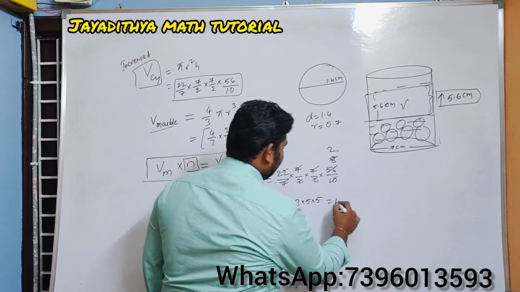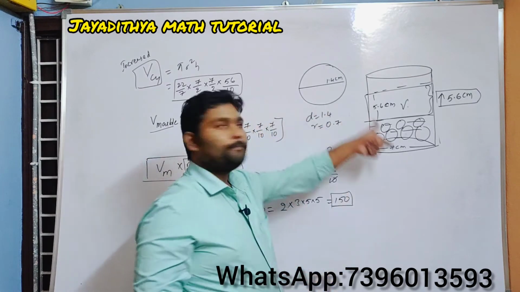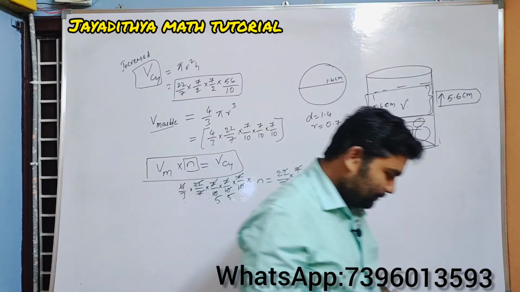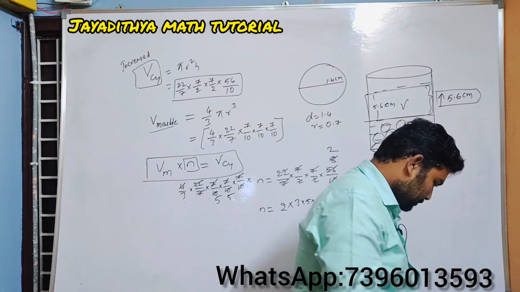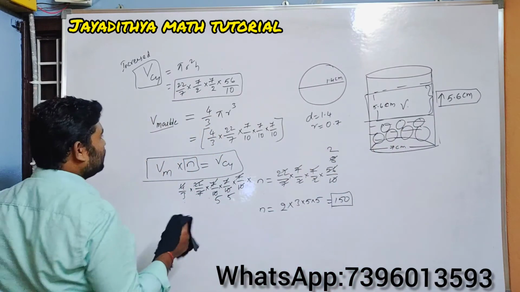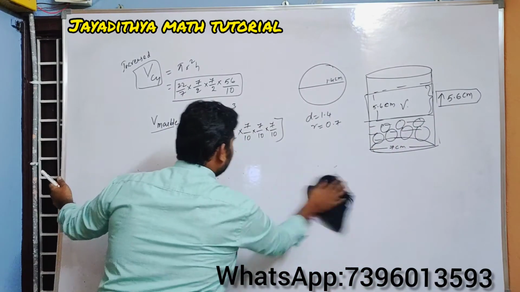are 150. So how many marbles should you put in the cylindrical beaker in order to raise the water? You need to put 150 marbles. I hope this problem is clear for you. If you have any doubts, do comment in the comment section. Let us go for the next one.